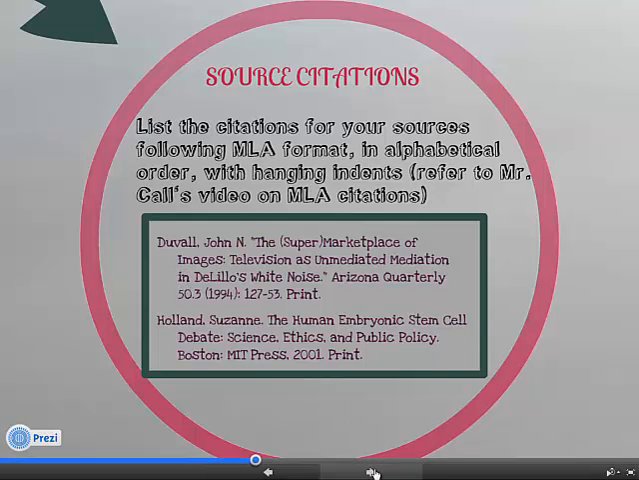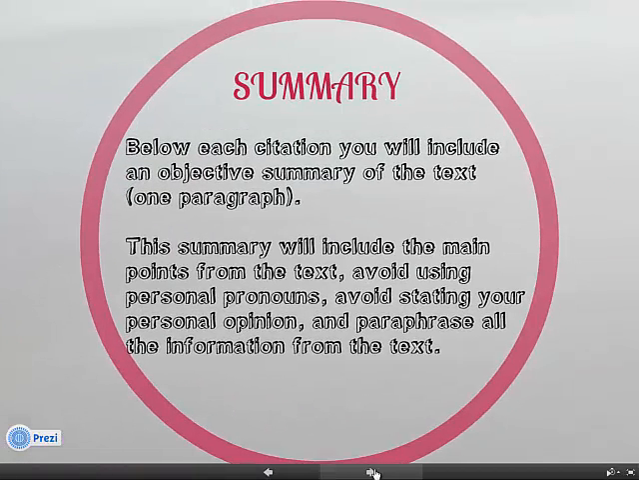After you have each of your source citations copied and pasted into a Word document, you will need to be writing two paragraphs. The first paragraph is simply a summary of your article. So this is just going to include the main points from the text. You will not be using your opinion in this paragraph, so you should not have any personal pronouns like I, you, they, and it should be paraphrased.